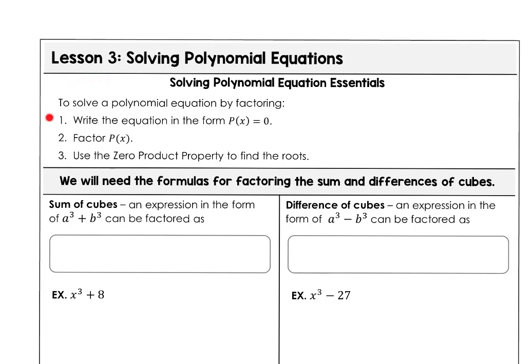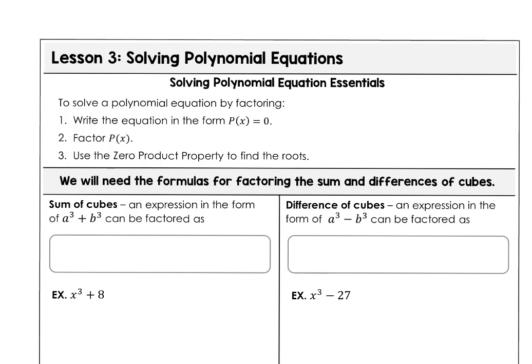Some of the essential things that you need to know is that we need to write the equation in the form of the polynomial on the left side and set the equation equal to 0. And then we want to factor the polynomial, and then we'll use the zero product law to find the roots.